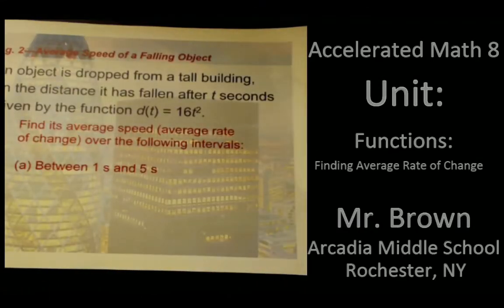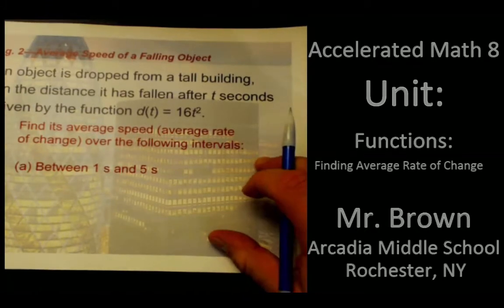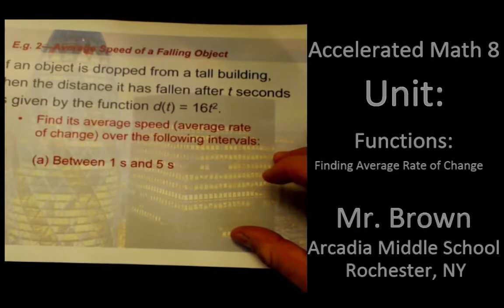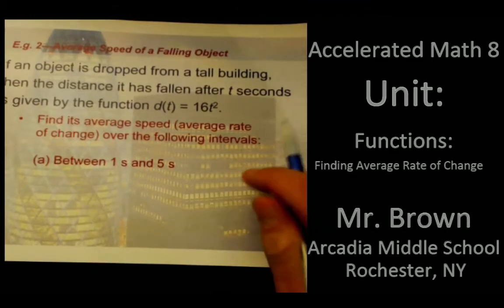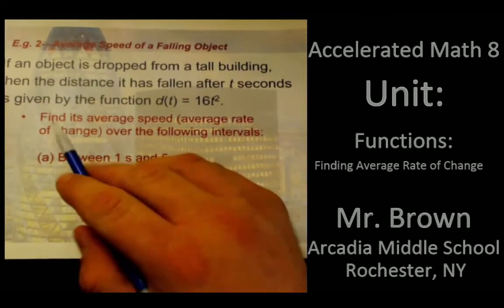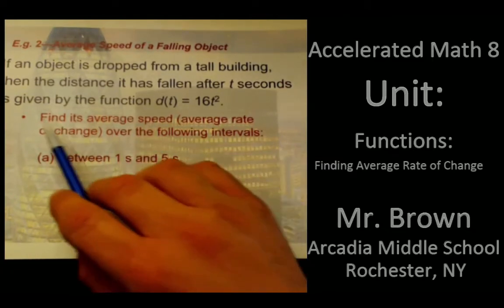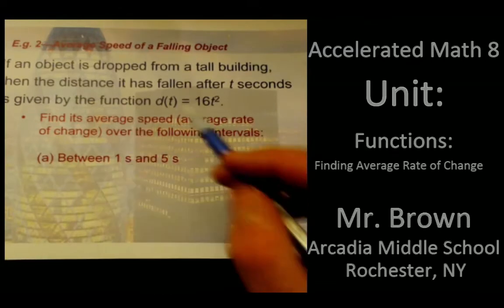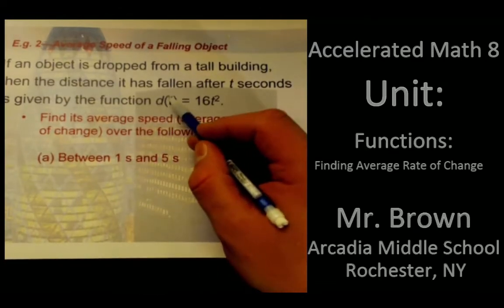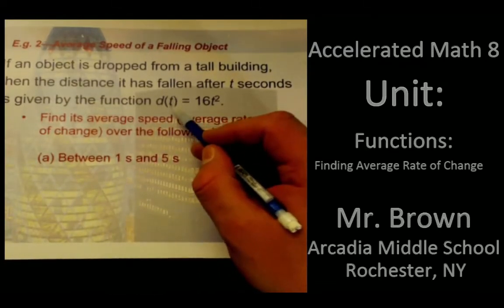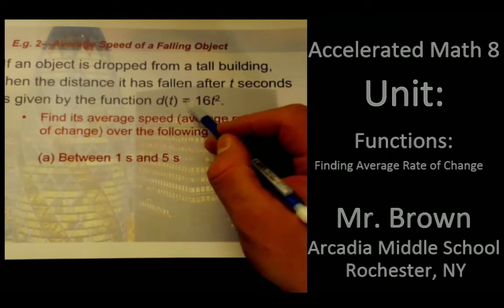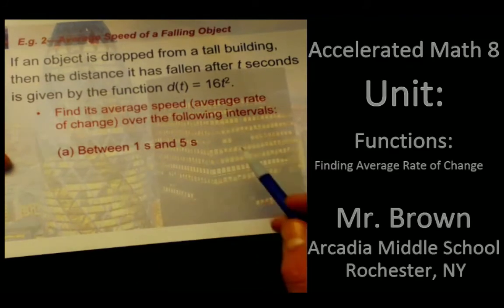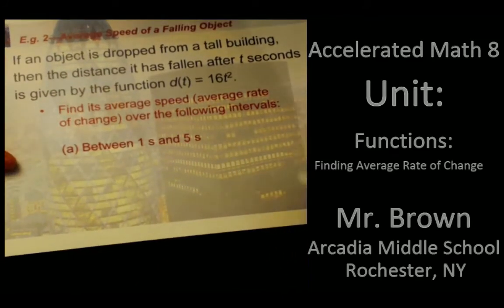Here's another problem that I'm going to show you where they don't give you a graph, they give you an equation. And I'm going to do the same exact thing, but it's a different equation, so I'm not going to get the same exact answer. It says if an object is dropped from a tall building, then the distance it has fallen after t seconds is given by the function d of t equals 16 times t squared. It says find its average speed or average rate of change over the following intervals.